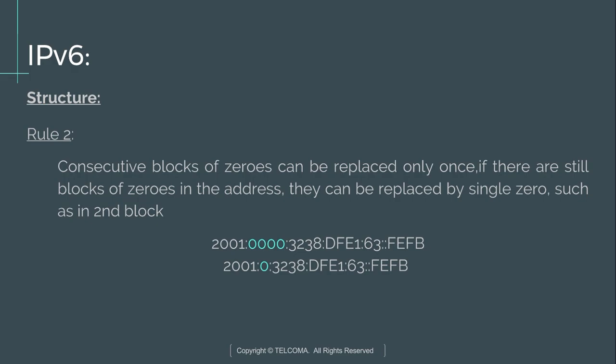We can see that there is still a group of zeros. To shorten this group of zeros, it is replaced by a single zero, as shown in the second block, where the four zeros are replaced by a single 0. In this way the IP address becomes 2001 colon 0 colon 3238 colon DFE1 colon 63 double colon FEFB. So this is the IPv6 address represented in shortened form.